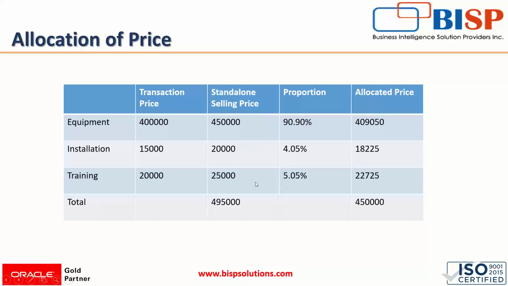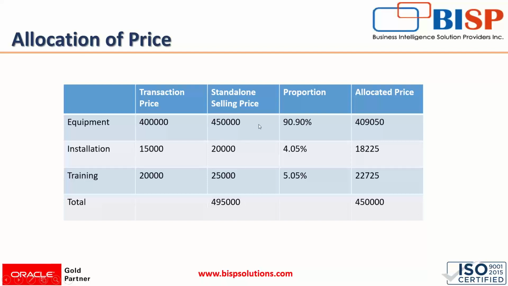We are not taking this installation and training, that means these are future events. So we'll take this 4,50,000, and we have to distribute or allocate it over all these performance obligations. So how will we do that?